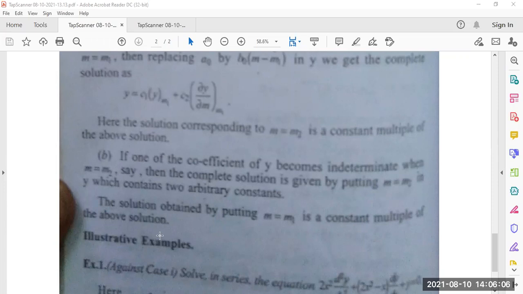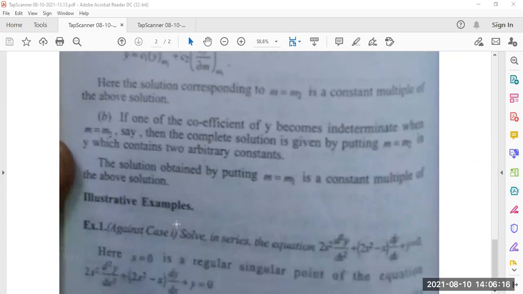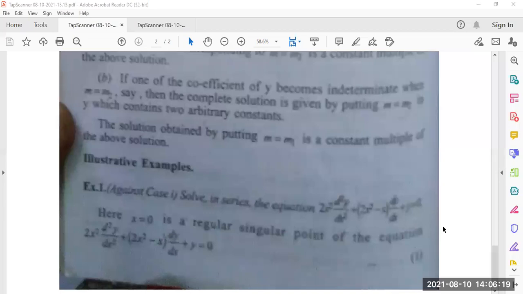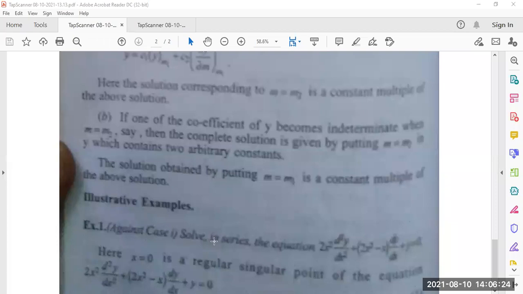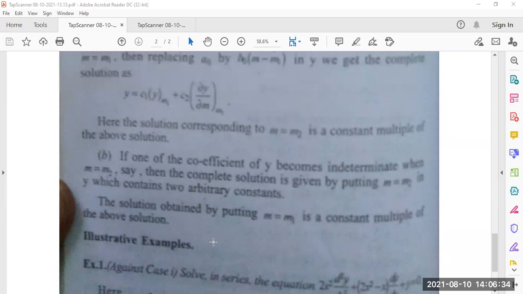This is when both of the roots are integers. So we have to remember these four cases for the Frobenius method. In the next class, I'll give you an example for each of the cases: case 1, case 2, case 3A, case 3B. But at first we have to cover the theory part. It is your task to revise this theory.